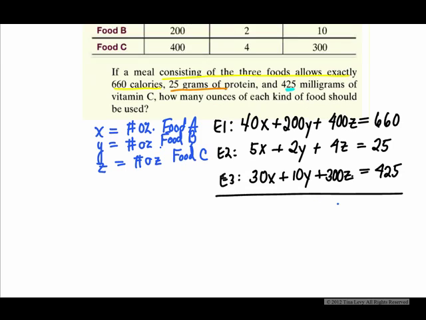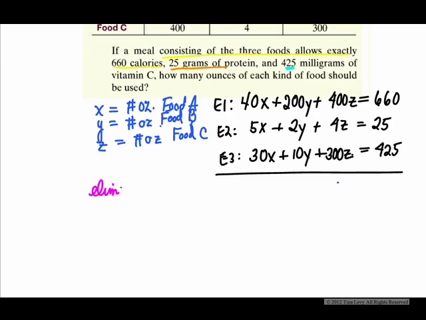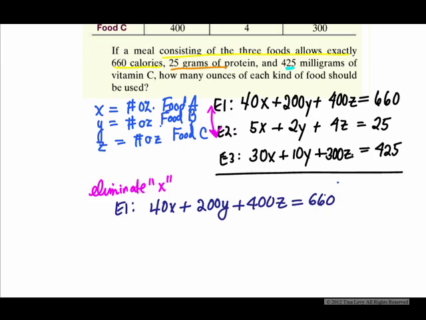I'm going to choose to eliminate X. First I'm going to eliminate it from equation 1 and equation 2. And I see that I have a 5x here, but I've got 40x in equation 1. So I'm going to multiply equation 2 by negative 8. I put equation 1, which is 40x plus 200y plus 400z is 660. And now I'm going to multiply equation 2 by negative 8.